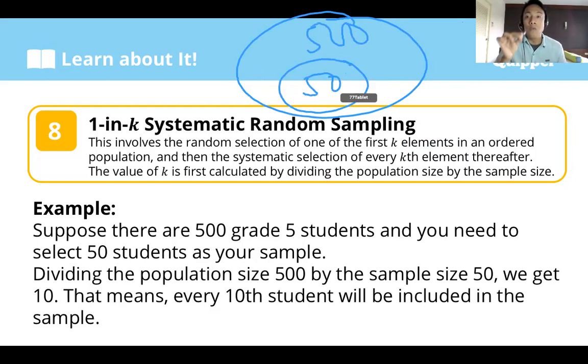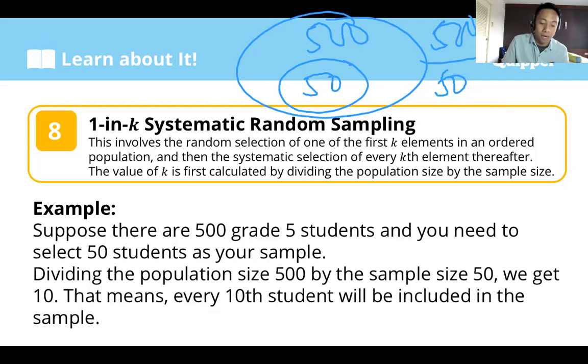If you are using systematic random sampling, ito gagawin mo. You will divide the population size, which is 500, by your expected or target sample size, which is 50. Then we will get 10. Correct? After getting that, that means every 10th student will be included in the sample.